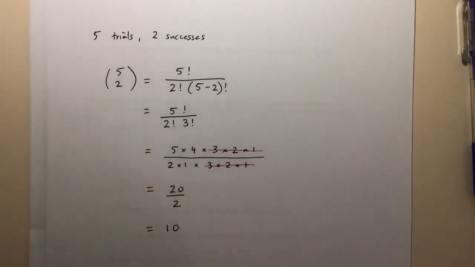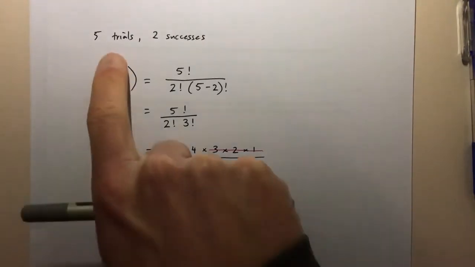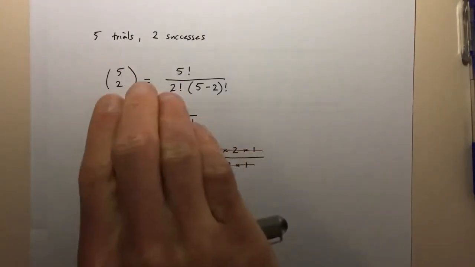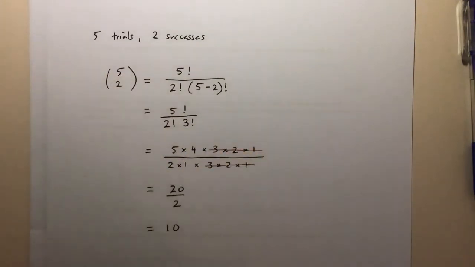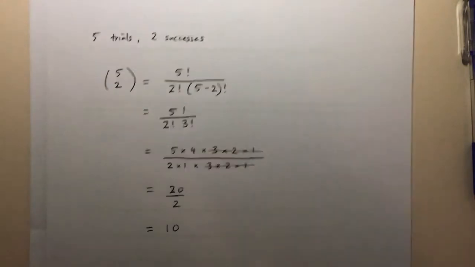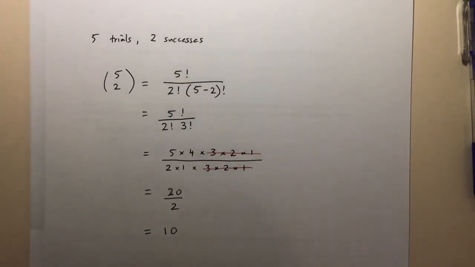Well, that tells me that if I'm doing 5 trials and I want to know how many different ways I can get 2 successes out of 5, there are actually going to be 10 different combinations that give me 2 successes out of 5 trials. Right, which I could have worked out by other means. I could have tried to list them all out, like success, success, then fail, fail, fail, and then tried to work out all the different combinations of that. But obviously that would take me quite a lot of time, whereas this formula's got me there pretty quickly.